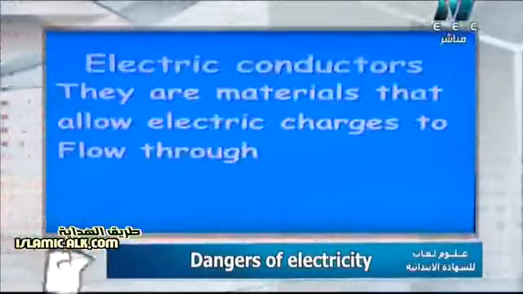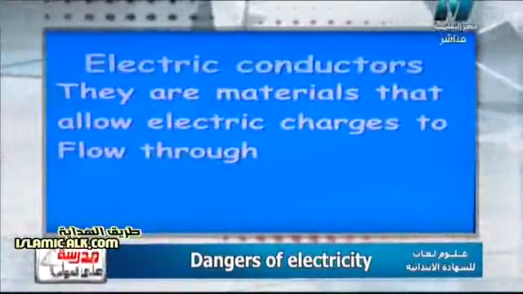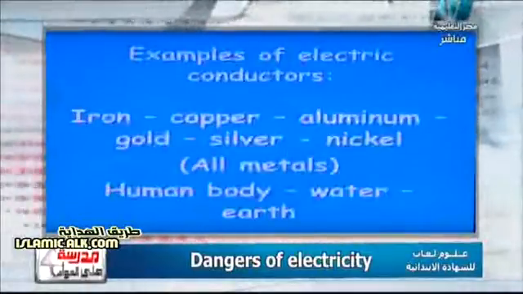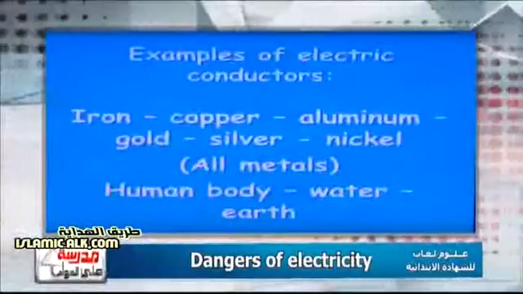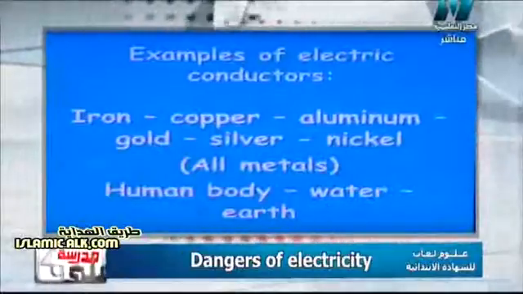Again, conductors are materials that allow electric charges to flow through, such as iron, copper, aluminum, gold, silver, nickel, all metals, and also the human body, water, and earth. Also tungsten, which we studied in the electric lamp, is a good conductor of electricity because it is a metal, so it makes the lamp light. All metals in our daily life are conductors of electricity.